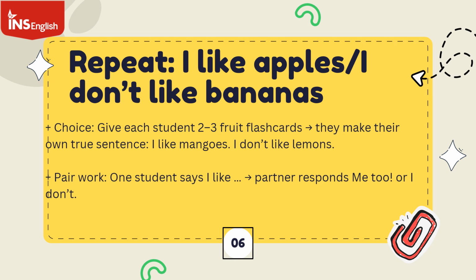Another way is that they could do it in pair work. So one student could say, I like, and then the other student could say, me too, or I don't. Or it could be a Chinese whispers type game where one student has to say something I like, and then the other student has to run to the teacher and say what the other student liked.